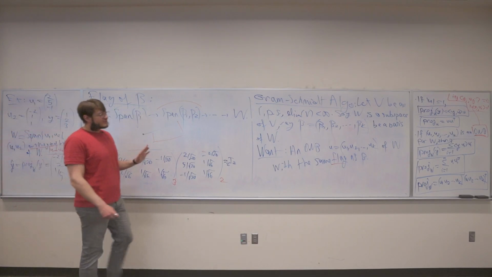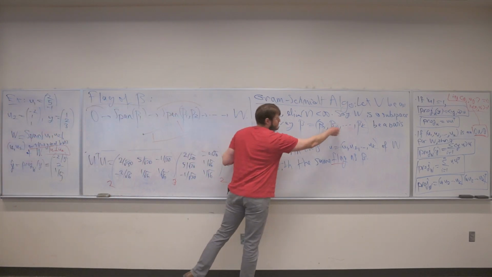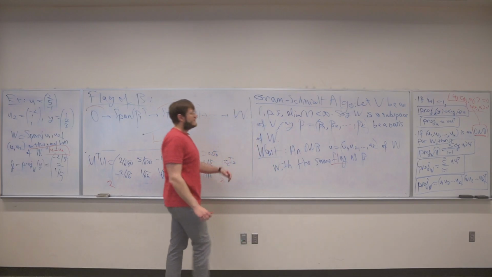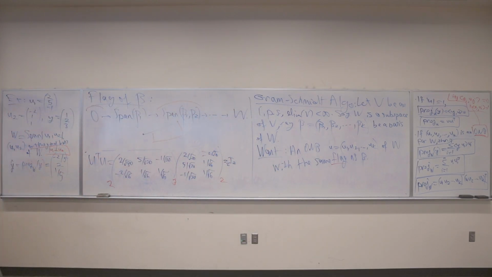The idea is rather simple. We're just going to orthogonally project the beta i's onto previous vectors. But that's essentially it. And then, well, I think we'll do that on Monday.